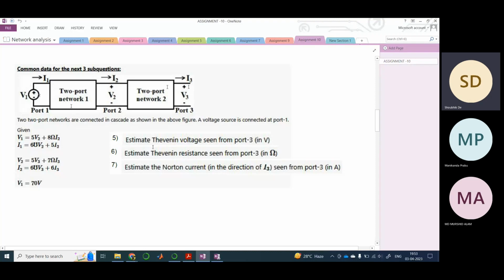So this is a two-port network. I hope you understood why this is two-port and not three ports, because you see this is port 1, port 2, port 3. But network 1 has two ports, and network 2 again has two ports. So that is why these are two-port networks in cascade. I hope you understood this.